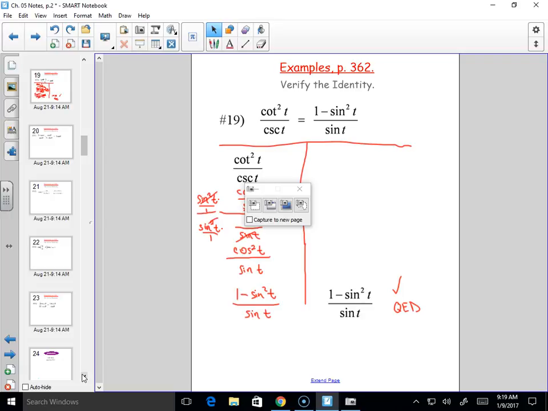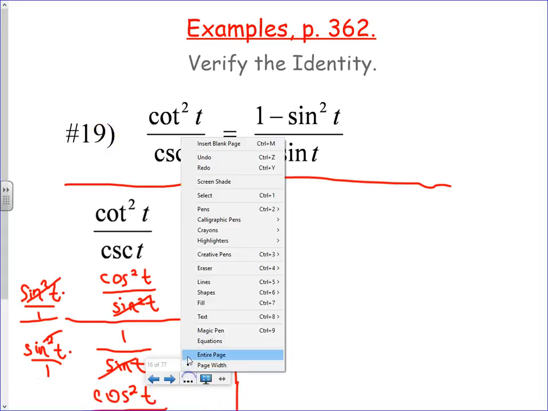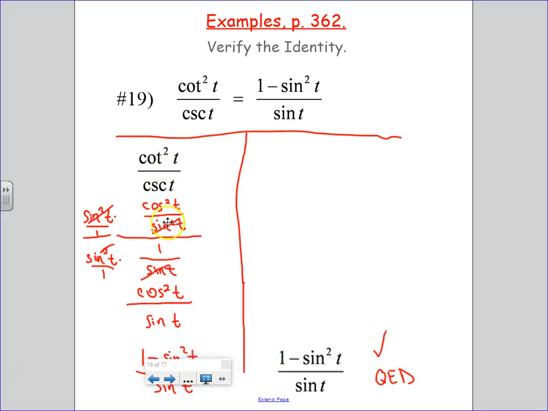How you guys doing? Still alive? Give me a thumbs up if you think you kind of followed it. Okay. How many of you at least see that you're plugging in legal properties? Okay. Tyler, how'd you move from the first to the second? How'd you move from a cotangent to a cosine?